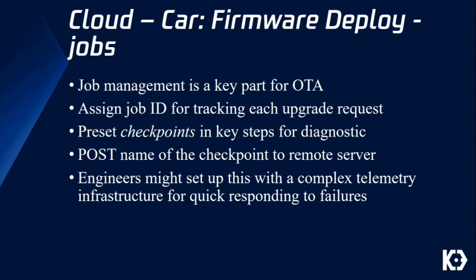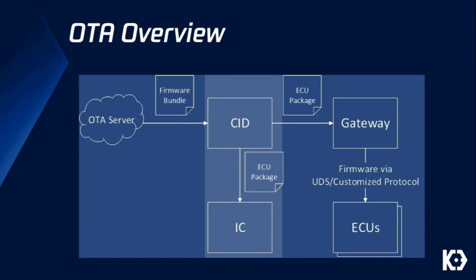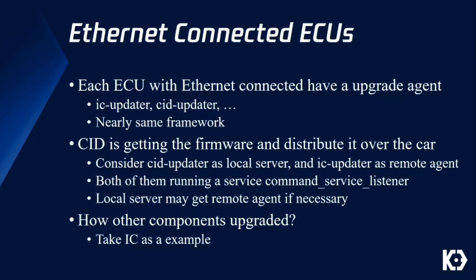After the bundle has been deployed to the CID, now it's time to distribute it through the car. Let's talk about the first step, which we call Ethernet-connected ECUs. Those ECUs are connected to the CID with Ethernet, and they all have an update agent. For example, for the IC, we have the IC updater, and for the CID, we have the CID updater. And they are sharing nearly the same framework, although considering they are running on different platforms, some code will be different, but most of it is still the same.